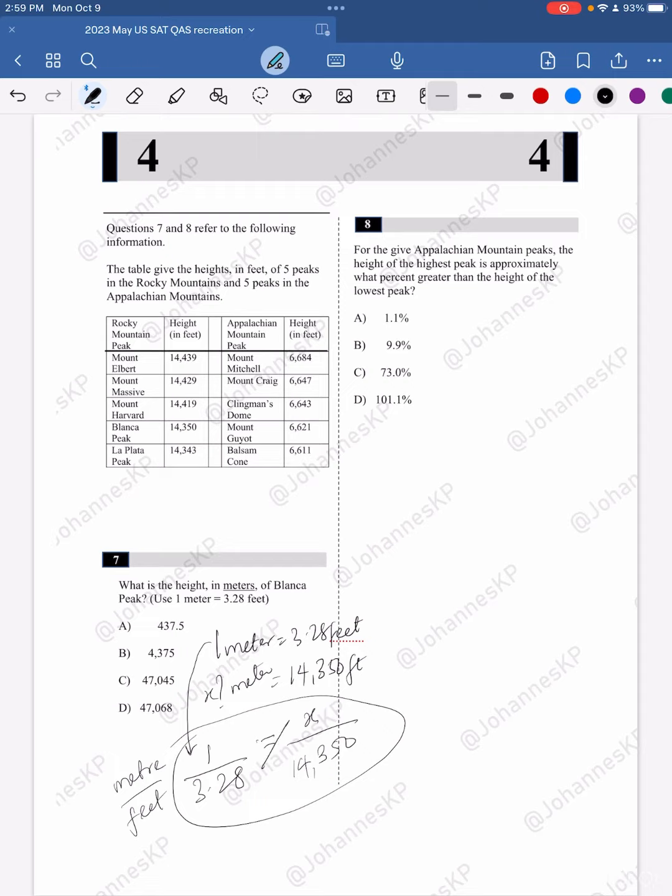So if we do a cross multiplication, we have 3.28x equals 14,350. Then x equals 14,350 divided by 3.28. Now using our calculator, 14,350 divided by 3.28 gives us 4,375 meters, which is option B.